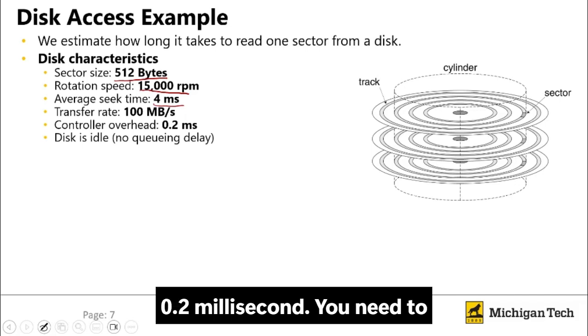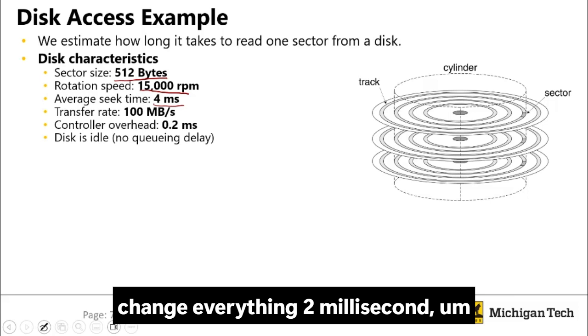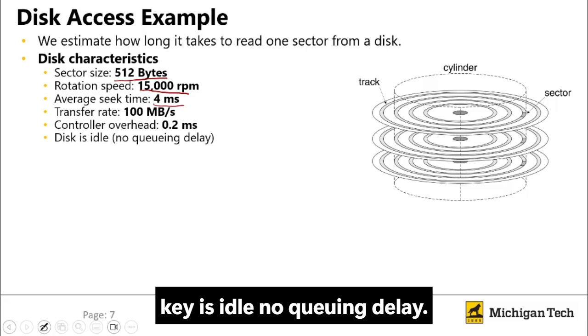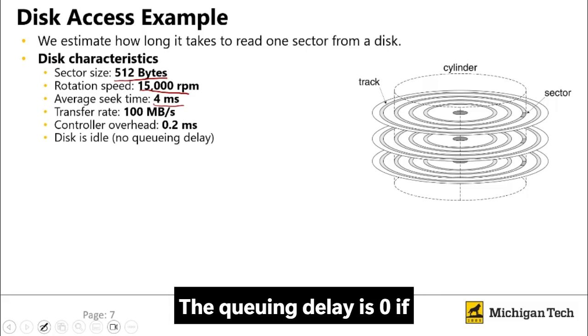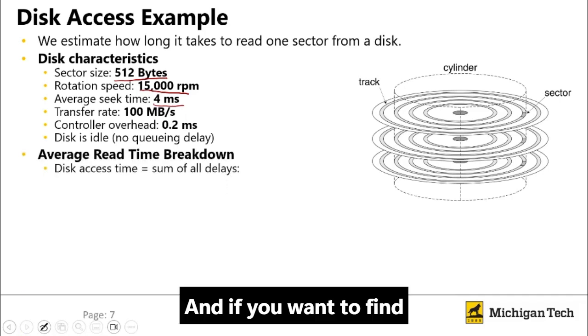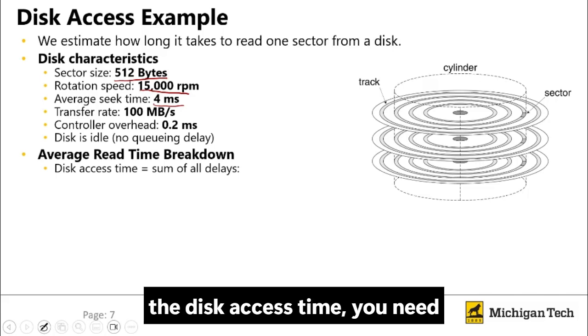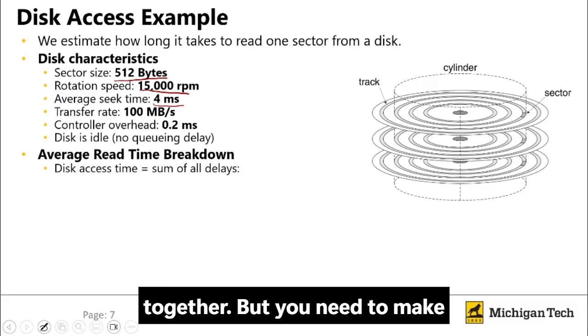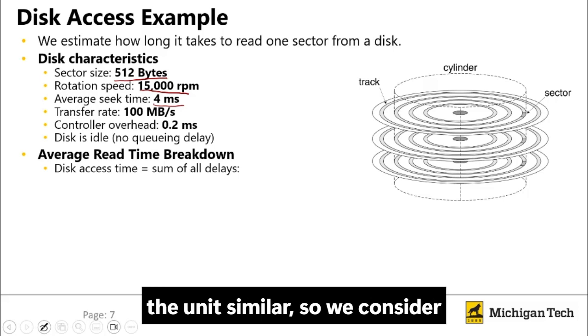0.2 milliseconds. We need to change everything to milliseconds. And the disk is idle, no queuing delay. The queuing delay is 0. If you want to find the disk access time, you need to add all of these delays together. But you need to make the units similar. So we consider everything in milliseconds.